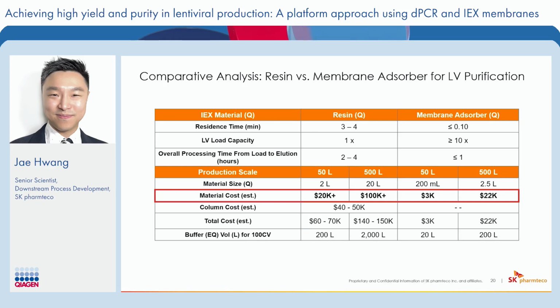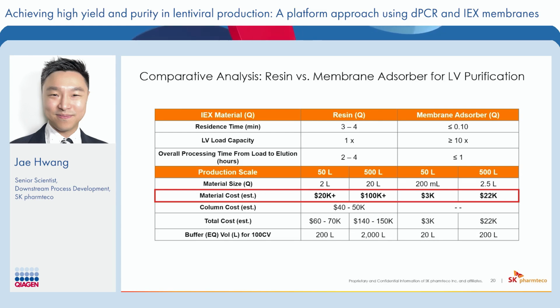We also compared traditional anion exchange resin and membrane absorbers for lentiviral vector purification. Based on our historical data, we chose membrane absorbers because they're fast and have higher lentiviral vector load capacity, which will reduce the size and the cost of the column. Based on the load capacity, it'll cost about $3,000 with membrane absorbers compared to over $20,000 for resin at the 50-liter scale.